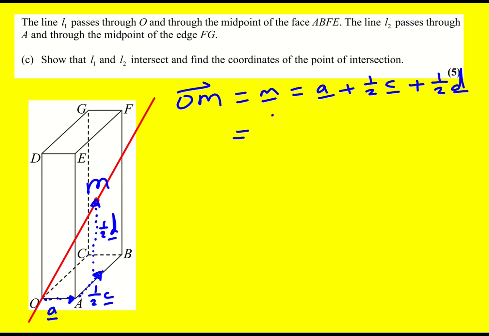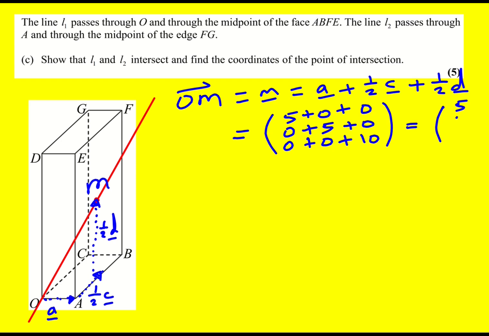If you figure that out, I'm just writing from some paper where I did it previously rather than going up the screen. It's going to be this plus this. Remember, C was 0, 10, 0, and D was 0, 0, 20. So if I find half of it, I get 10. And we get 5, 5, 10.